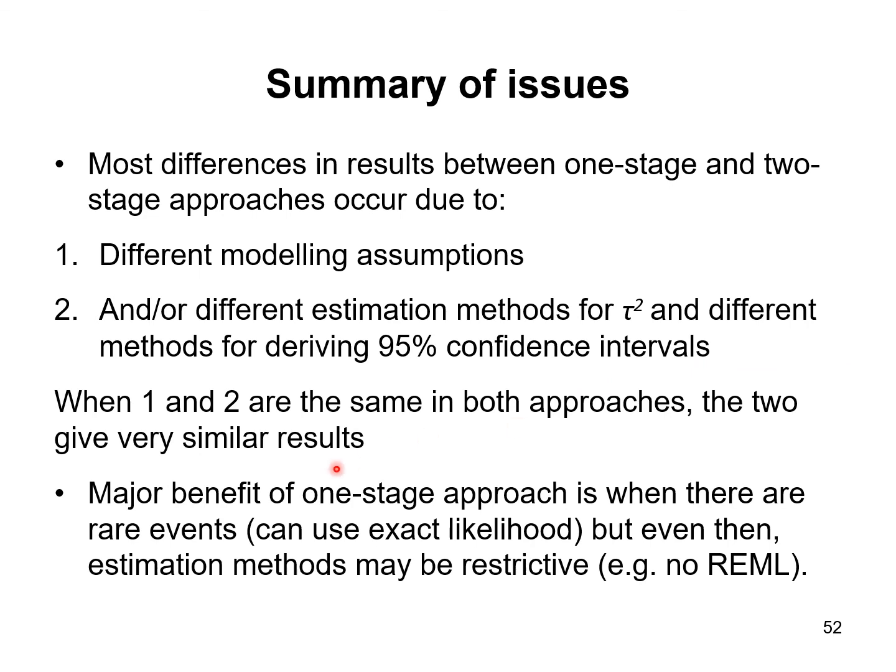So the major benefit of a one-stage approach is when there are rare events, because then the exact likelihood is more important to use, because those assumptions in a two-stage approach are not very good at all. But this is no panacea, this is no foolproof approach, because even then you would be using maximum likelihood estimation in a lot of situations and really would need REML. So there's still concern of downward bias in some situations. There are approaches to use REML using pseudo likelihood methods in one-stage models, which we talk about in the Statistics in Medicine paper.